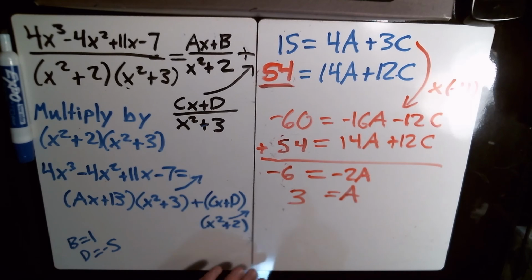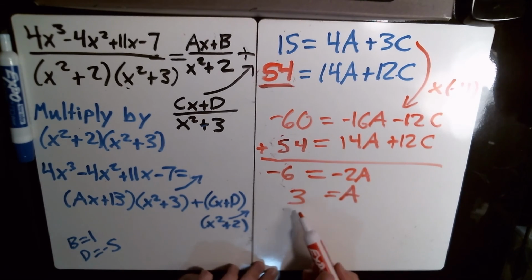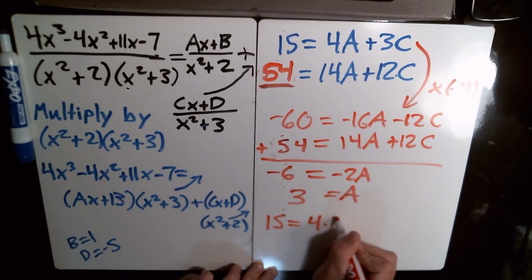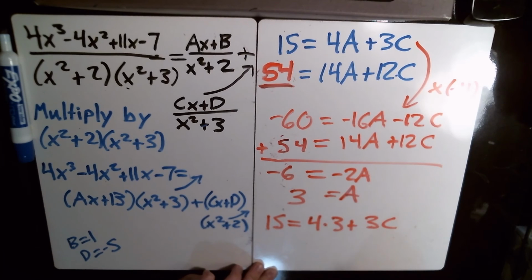So A is 3, and then we just plug in to find what C is. So we plug it back in, we get 15 is equal to 4 times 3 plus 3 times C. So this is 12 plus 3C. And then we subtract over, so we get 3 is 3C, so C is 1.